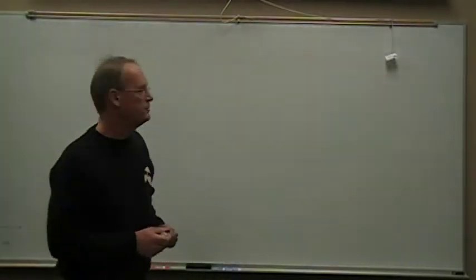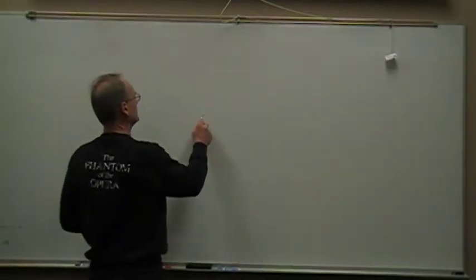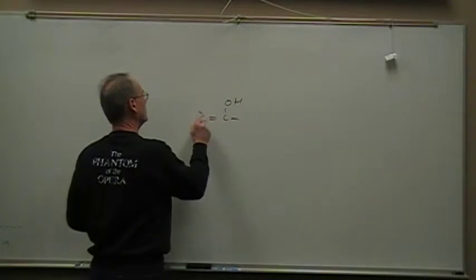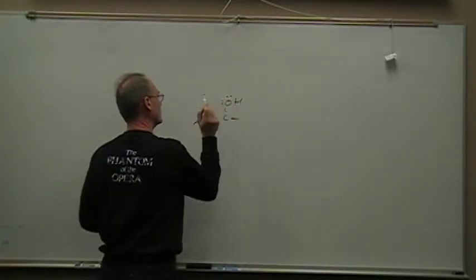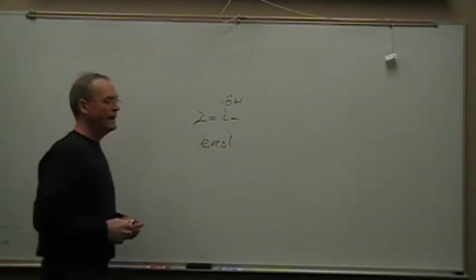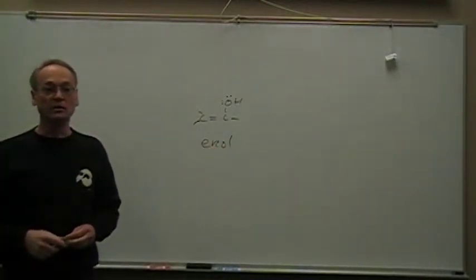What is an enol? You're already familiar with that. That is a compound that has a double bond with an OH group directly attached. That's called an enol. And if you may remember, enols tend to be unstable.